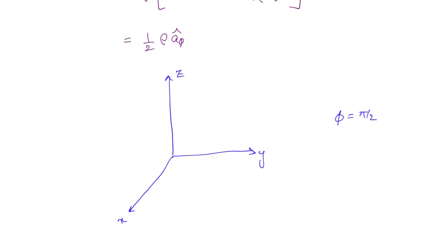Okay, so on the y axis again, what is the ρ? ρ is varying from 1 to 2. So we will take the ρ varying from 1 to 2.